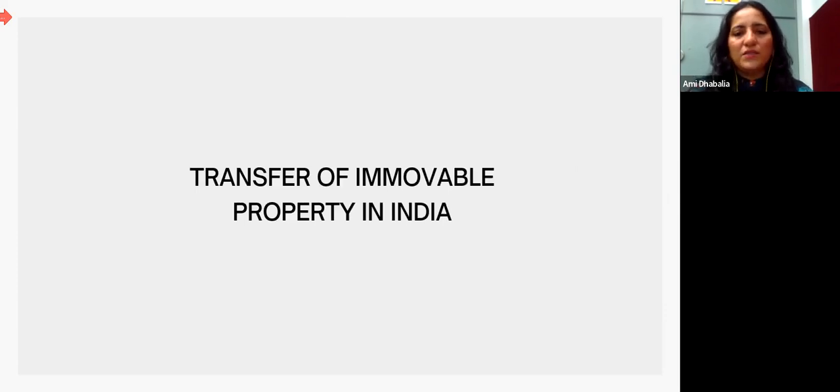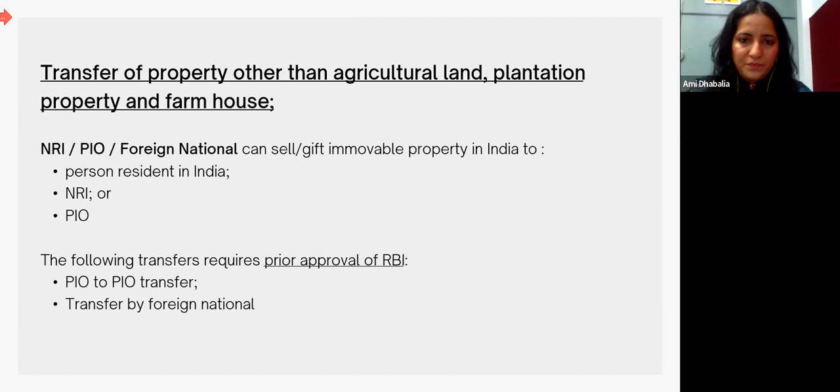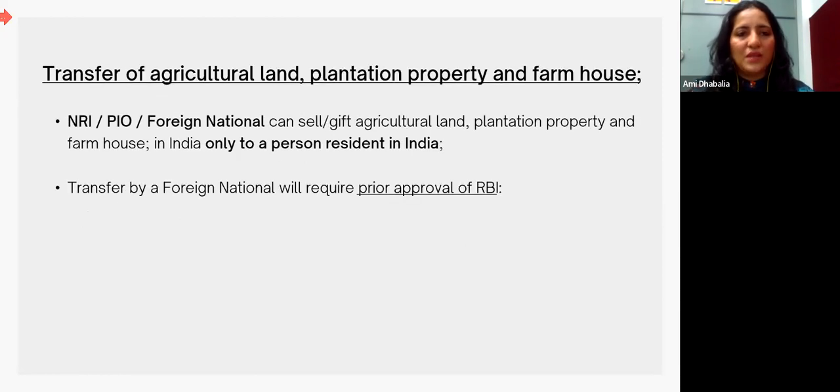The second part is transfer of immovable property in India. Transfer of property other than agricultural land, plantation property, and farmhouse. As we mentioned in the first part, these three properties are not freely transferable. NRI, PIO, foreign national can sell or give immovable property to a person resident in India, to an NRI, or to a PIO. Following transfer requires prior approval of the RBI: PIO to PIO transfer, and transfer by a foreign national.